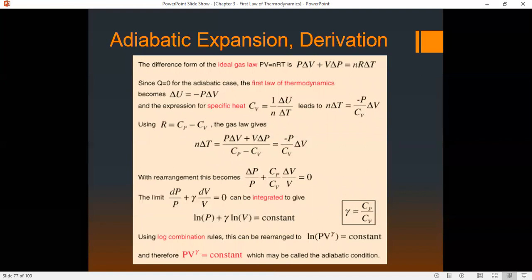We sort of did some of this derivation previously, but this is again showing that, in fact, this has to remain a constant. I'm not going to go through that, but again, that's related to the specific heat capacity, the molar heat capacities.